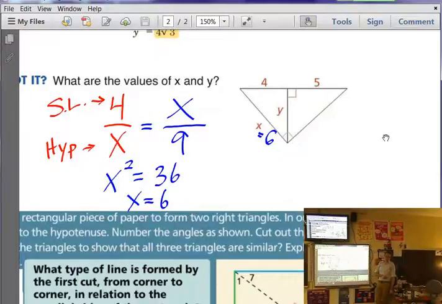The y, the altitude, tends to be a bit more difficult, or comes out to be a radical value. What proportion, somebody I haven't heard from yet today, can I set up to solve for y? Actually, let me use green. Okay. So then you go 4 over y equals y over 5.